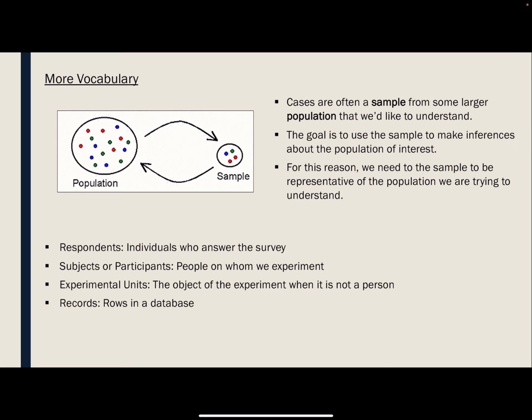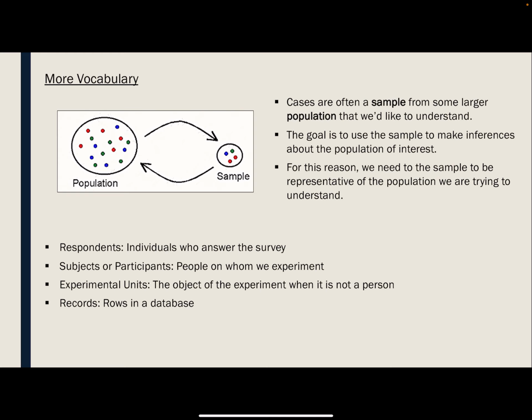There we go. Looking at the next slide, this is just a little bit more vocabulary, and then I'm going to do one more example, and then we'll be done with chapter 1. So first of all, just as we move forward, cases usually are a sample from some larger population. And again, how we take those samples is something that we'll study in chapters 10 and 11. But usually we take a sample so that we can understand a larger population. And for that reason, we want our sample to be representative of that population.